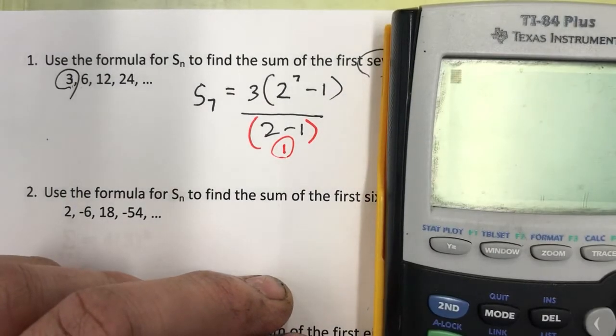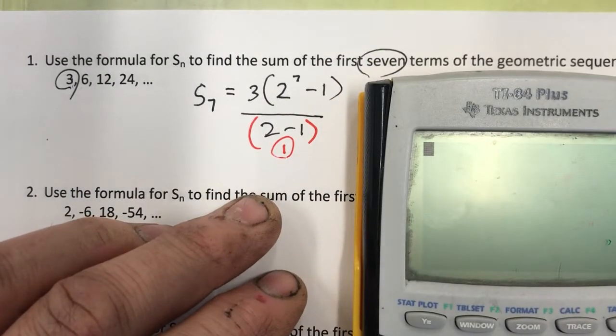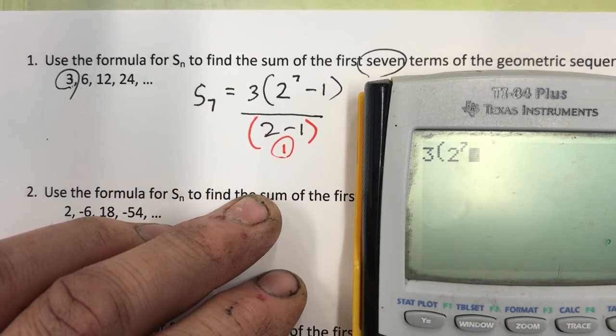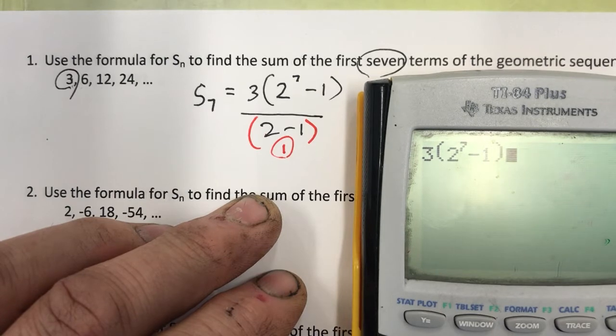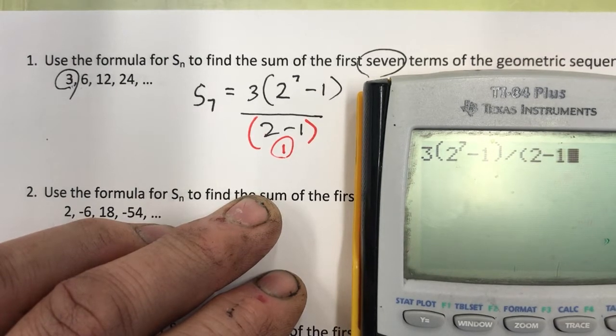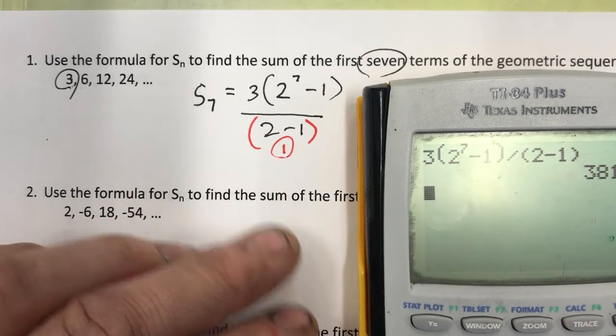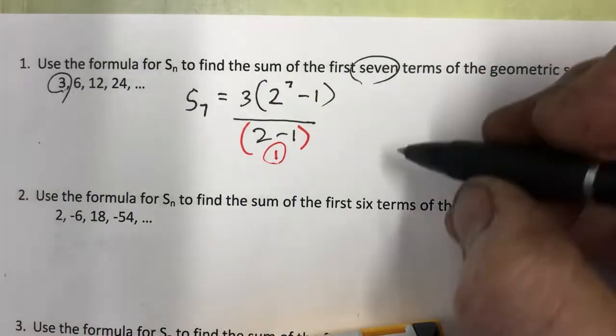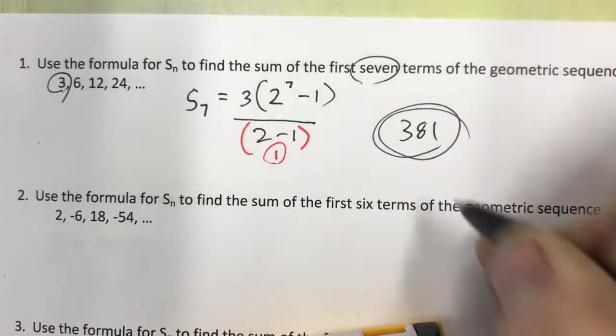Okay, so on this one, I got 3 parentheses, then 2 to the 7 power, minus 1, parentheses, divide by 2 minus 1, and here we go, 381. 381 is my sum.